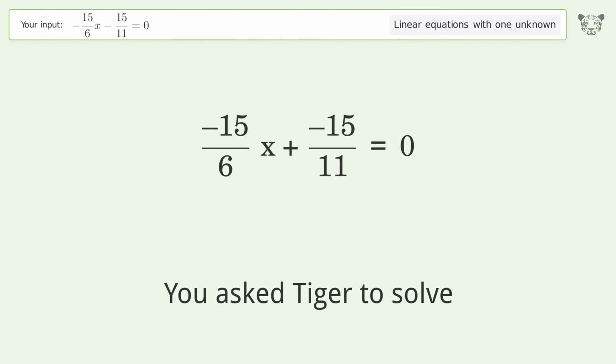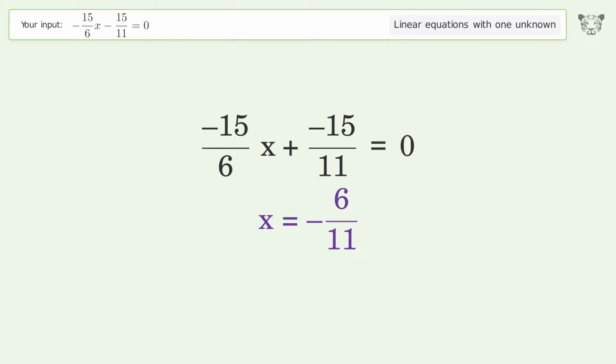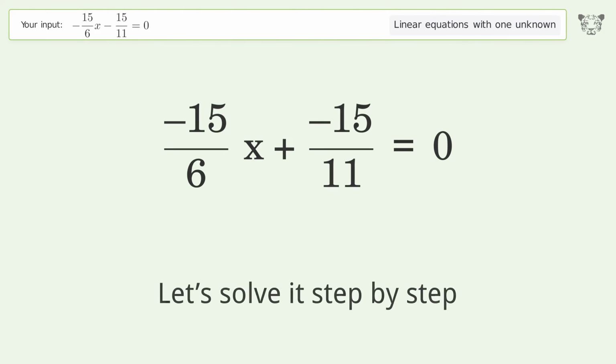You ask Tiger to solve this. This deals with linear equations with one unknown. The final result is x equals -6/11. Let's solve it step by step.